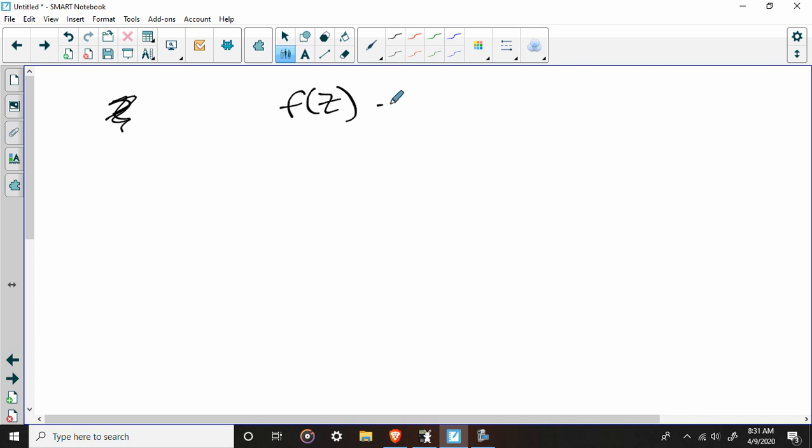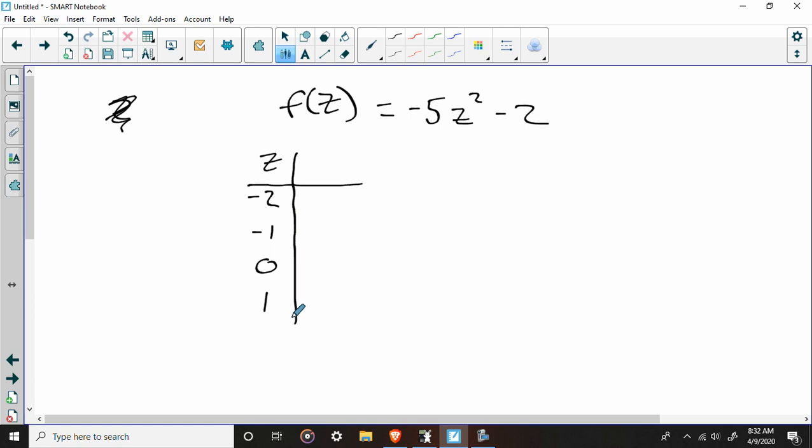So f of z is equal to -5z squared minus 2, okay? And they want to know the following values for z. They want you to plug in -2, -1, 0, and 1. Now, here is where you need to be careful. If you're going to use your calculator, that's all well and good. You need to make sure things are in parentheses, okay?